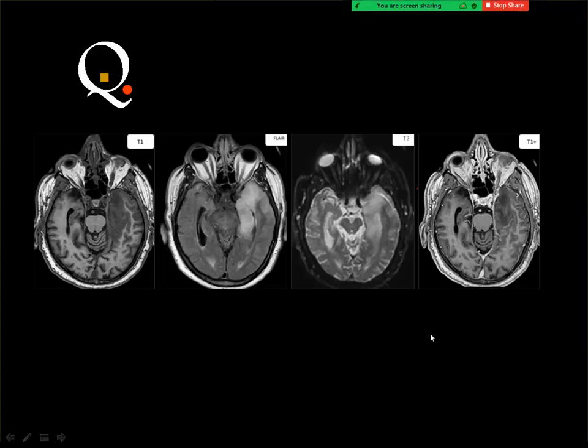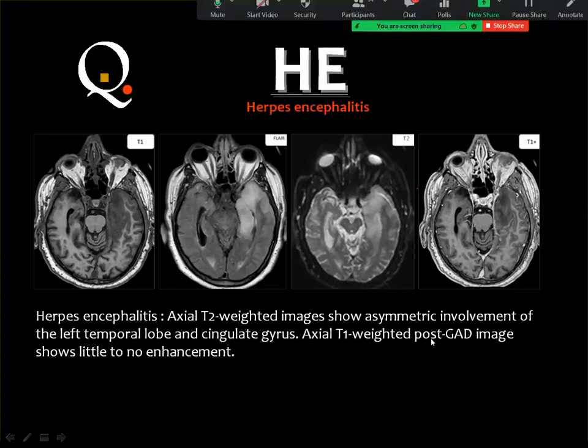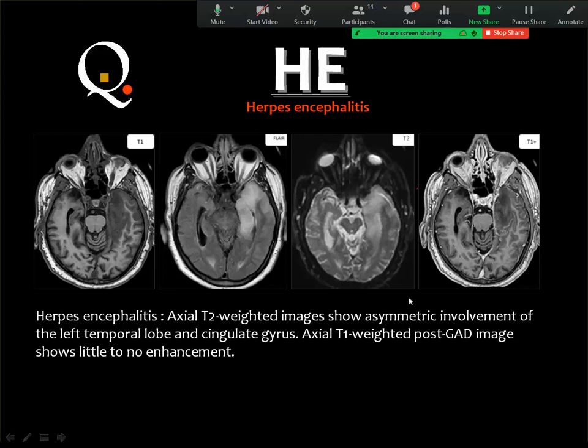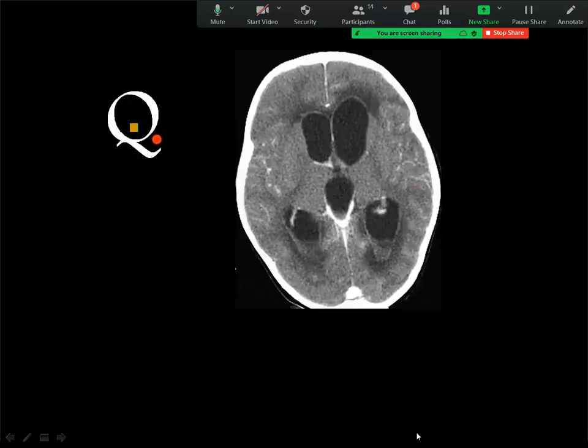Yes, and this is herpes encephalitis because of the typical location in the temporal lobe. Whenever you diagnose herpes, you should carefully examine the opposite side because herpes is frequently a bilateral lesion, but here it is unilateral pathology.